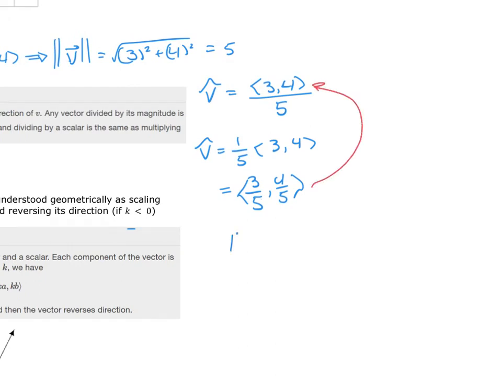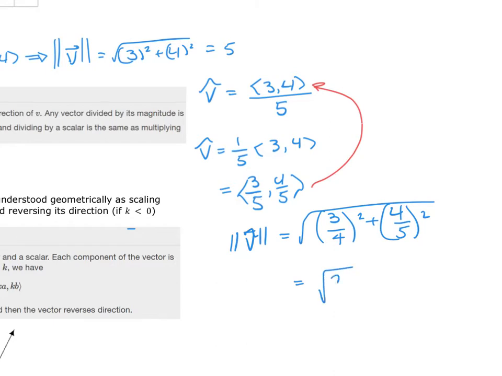But if I take the magnitude of this, v hat, it is going to be equal to the square root of (3/5) squared plus (4/5) squared, which gives me the square root of 25 over 25. So I have taken my vector, which had a length of 5, and I've scaled it down by dividing by its magnitude. Same direction, but now it has a length of 1. So that's what we call the unit vector, and you'll see the notation as v hat.